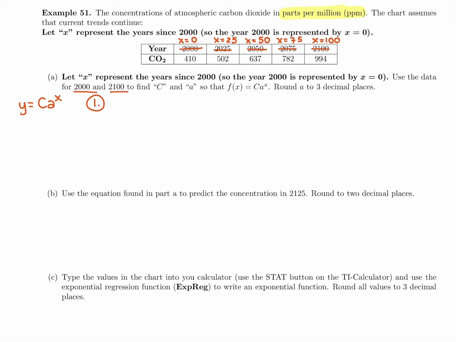Our first step is to identify what c is. Well, we're asked about 2 points. So it looks at the points 2000, which is going to be year 0, and the y value there is 410. I'm looking at the chart here. We have 0, 410. And the other point we're told to look at is 2100, which is x is 100, and y is 994. So I'm going to write out our 2 points that we're going to use to create this function, 994.